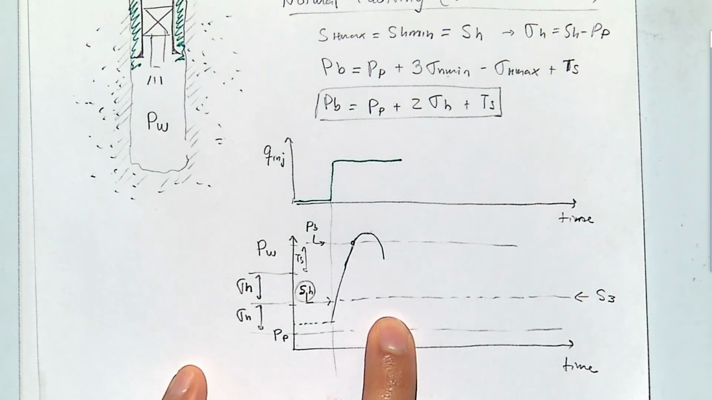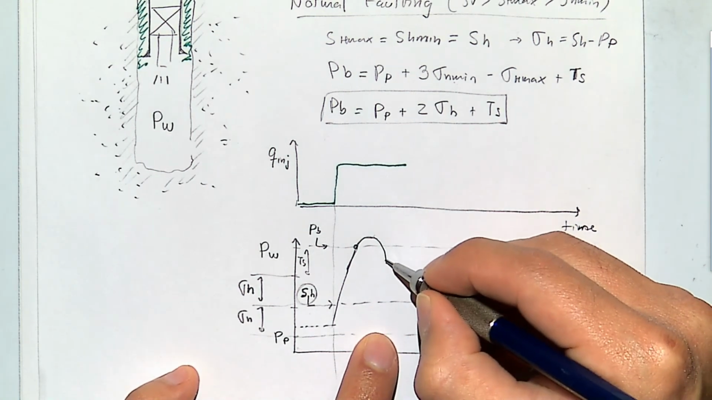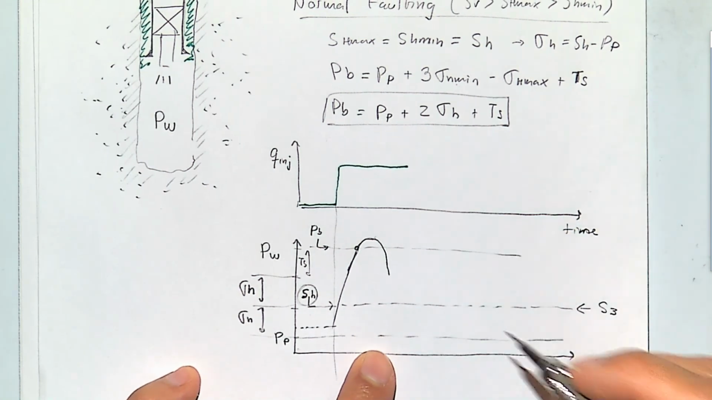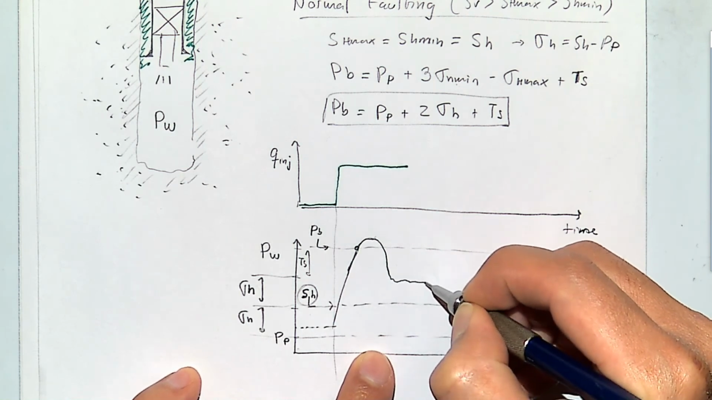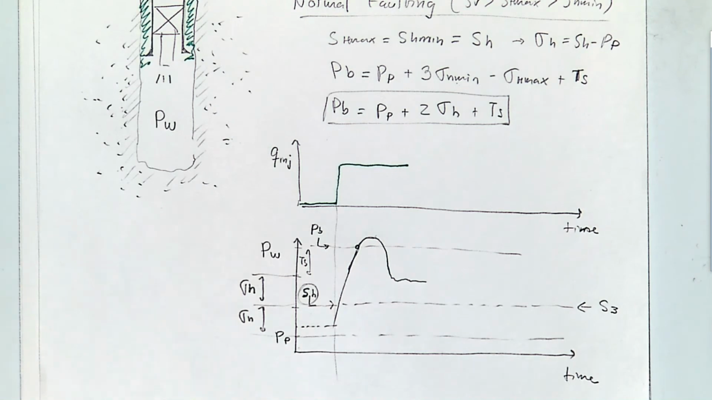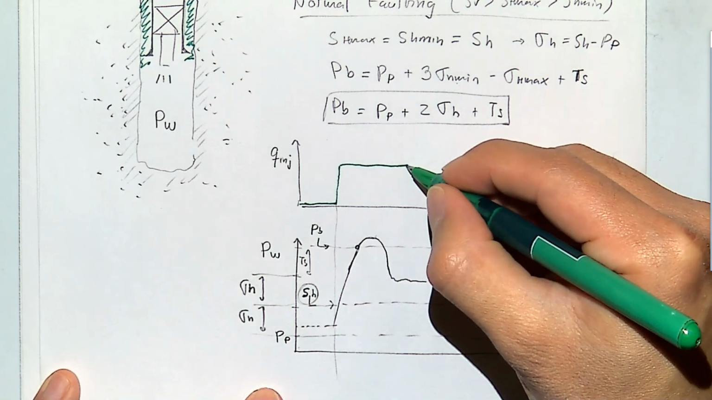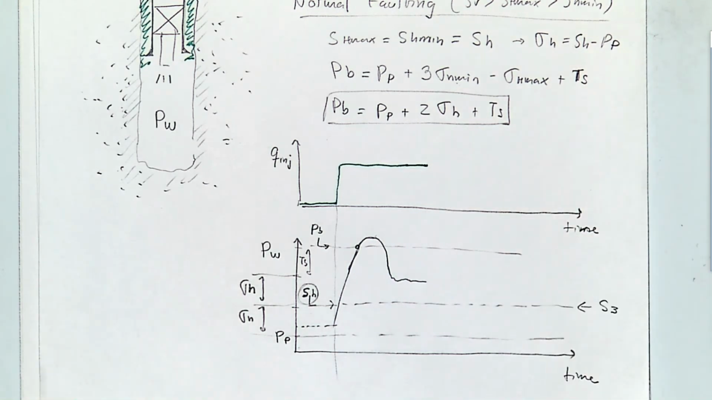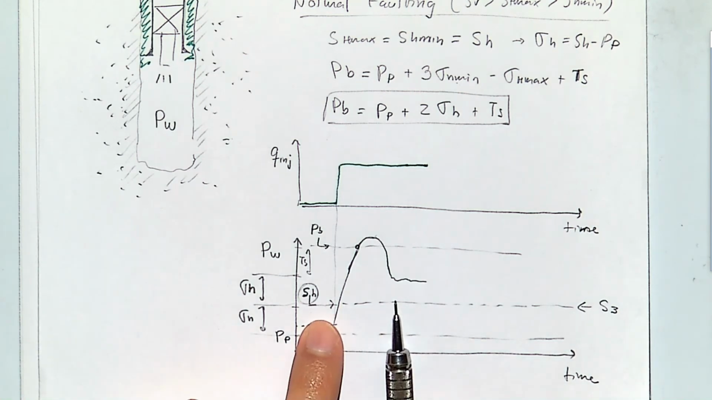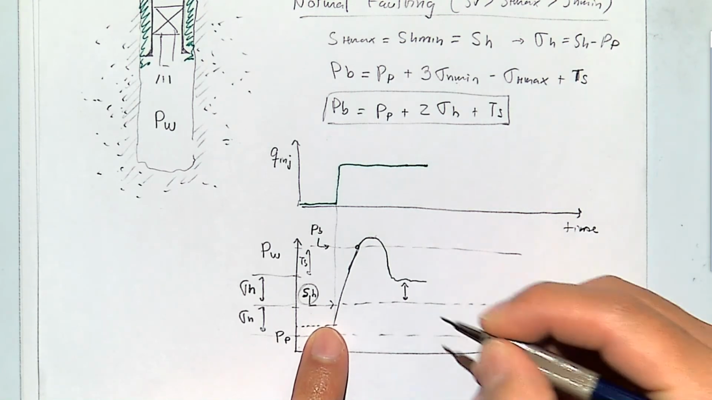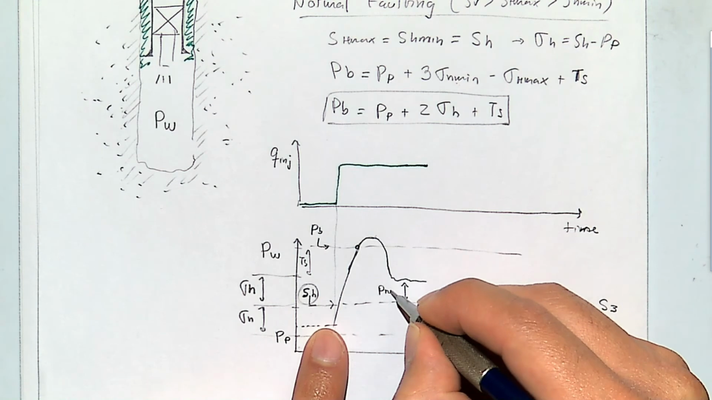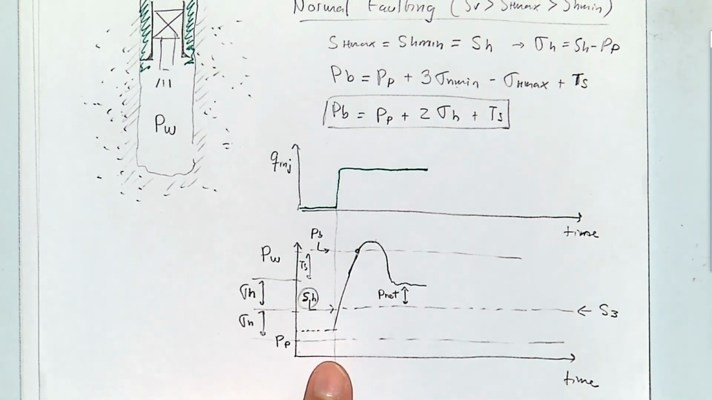When you are opening a fracture, we're going to see that the fracture is going to open and continue propagating at a pressure which is more or less constant, and is higher than the minimum principal stress. And the pressure needed for that fracture to continue open is called the net pressure.